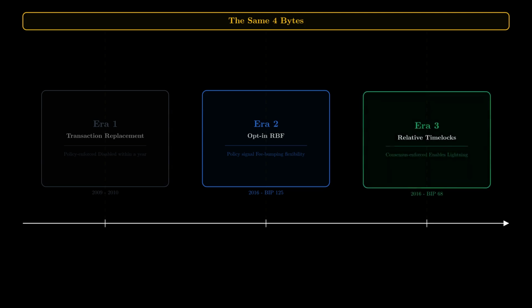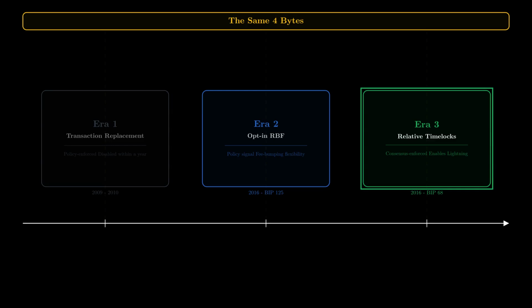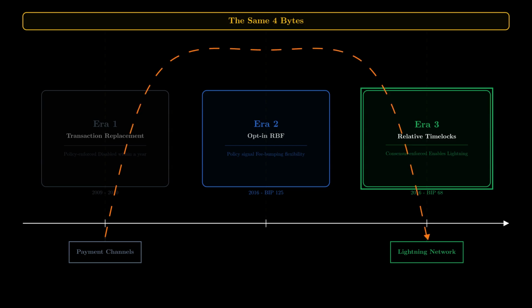Era 3, also 2016, BIP 68, relative time locks. Consensus enforced rules making the sequence field's individual bits meaningful at the deepest level of Bitcoin's validation logic. Relative time locks became foundational infrastructure for the Lightning Network and other Layer 2 protocols, making the payment channel vision Satoshi originally embedded in this field finally viable through a completely different mechanism. The same 4 bytes that once tried and failed to enable payment channels now make modern payment channels possible. Sometimes the best path forward is through the same door, opened differently.